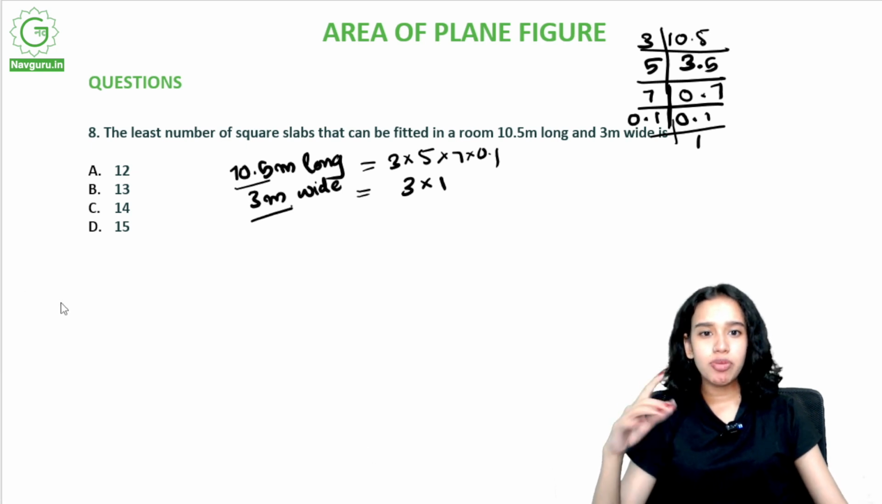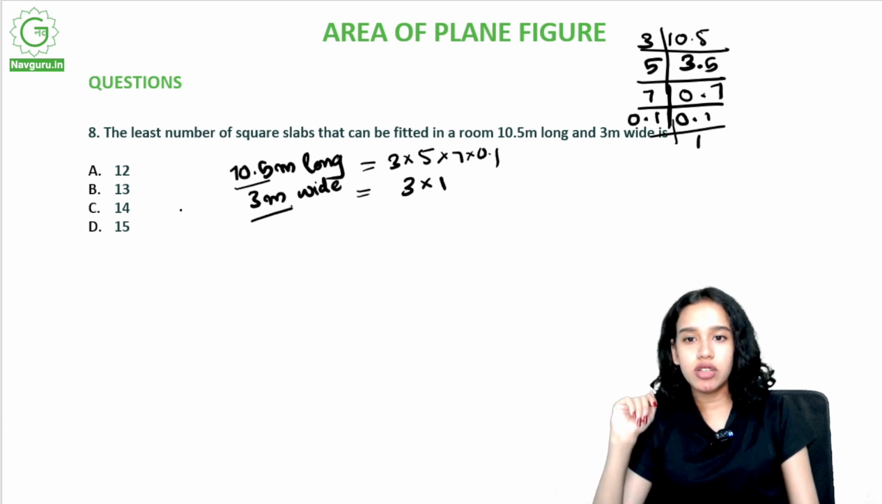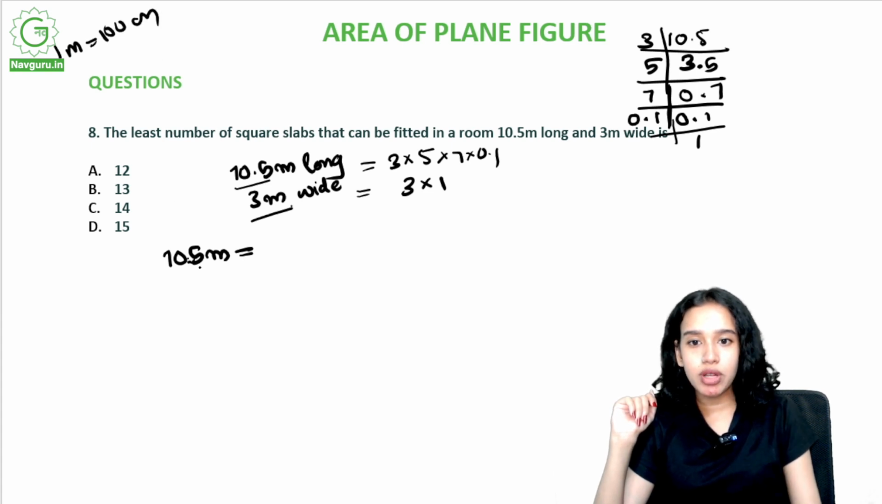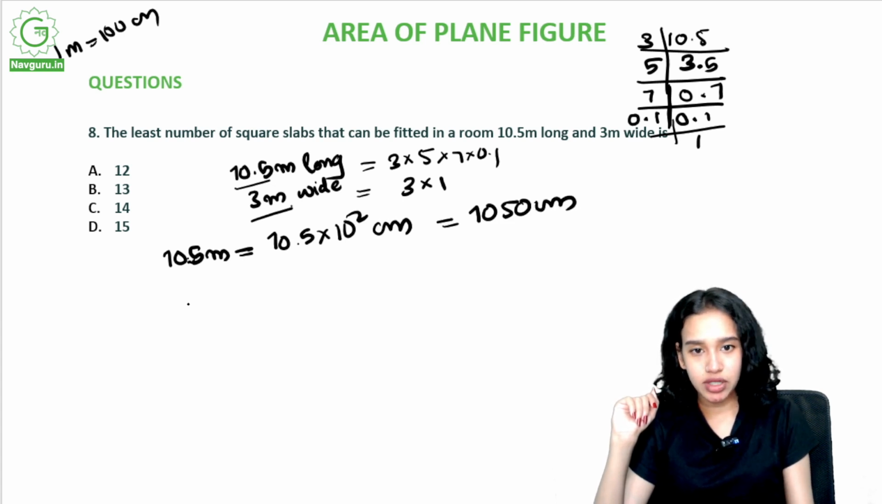Right? So now for better convenience, this is actually a very hassled way. So for better convenience, we could convert this 10.5 meters to centimeters. We know that 1 meter is equal to 100 centimeters. So 10.5 meters is equal to 10.5 into 10 raised to 2 centimeters, right? Which gives us 1050 centimeters.